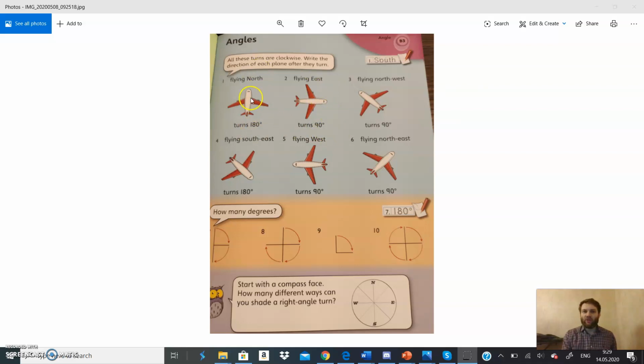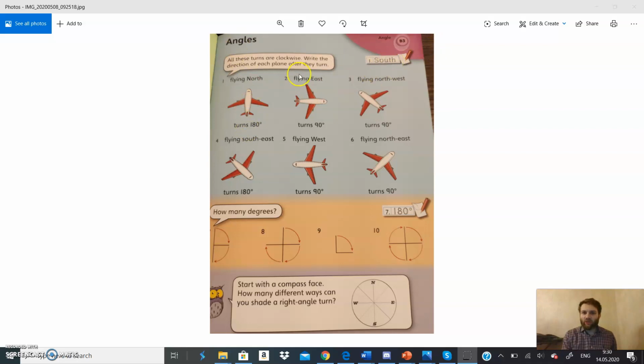So let's have a look at the first one. So it's flying north, and you can see it's facing north as well, and it turns 180. Important to note that they are clockwise, so the direction of a clock, so that's this way. So I'm going to start here, it's going to go here. So one turn will be facing east, that would be 90 degrees, but it's 180, so it's going to go down there. So turning 180, it's in the opposite direction now. So the answer for number 1 is south.